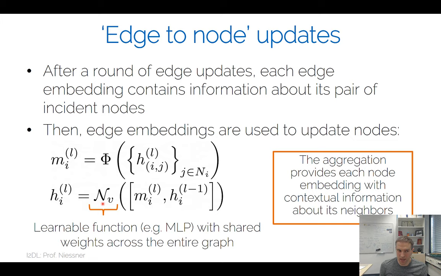This MLP shares the weights across the entirety of the graph. I think this is pretty straightforward now. You have this message operation, which does some sort of pooling and is order invariant, giving you the message update step, and then this MLP combines the update with the previous feature. So the aggregation provides each node embedding with contextual information about its neighbors.